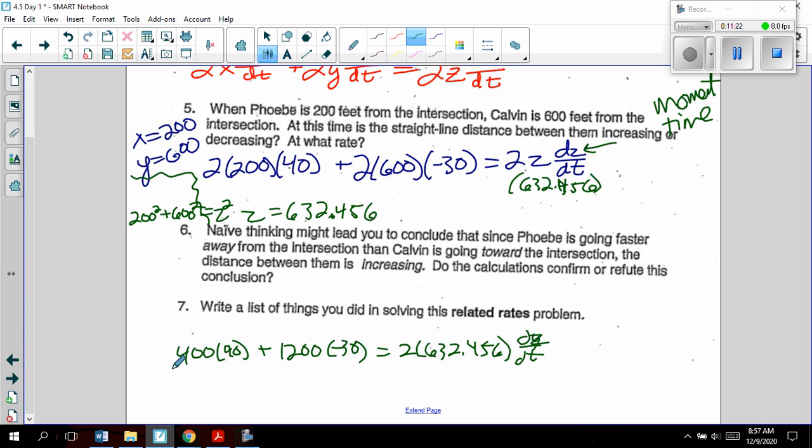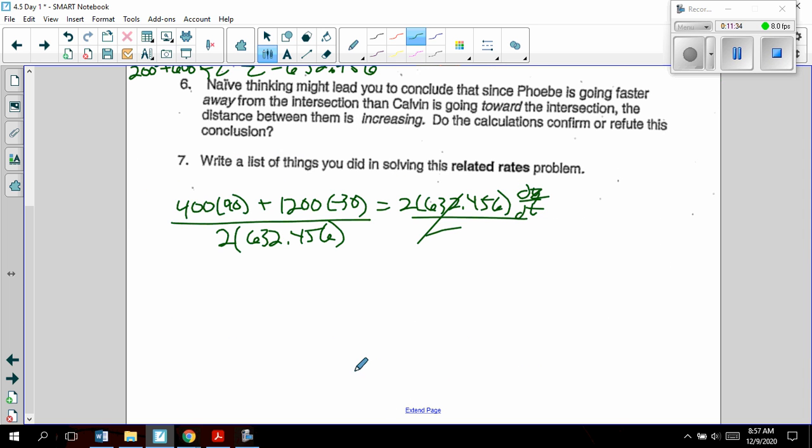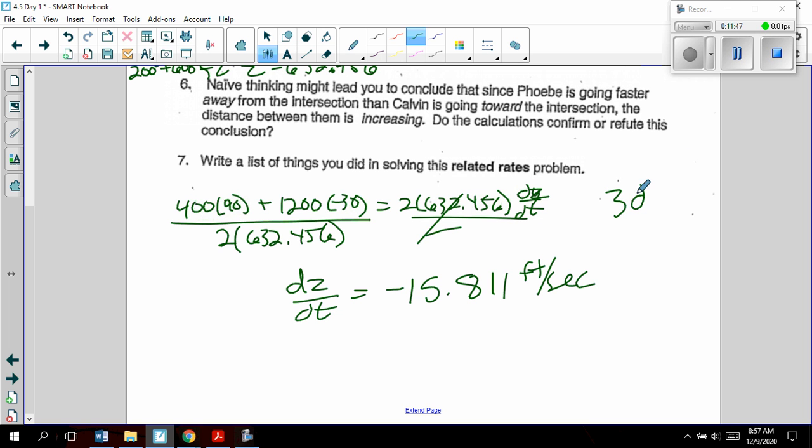Okay, so to solve, I would just divide this thing over 632.456. Okay, divide that over. And so this I can then enter directly in my calculator. These are definitely calculator questions. And I get dz dt equals negative 15.811 feet per second. Just a reminder, you need 3 decimals for everything.